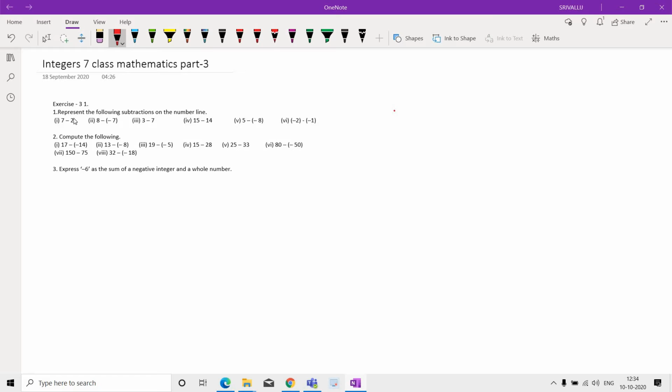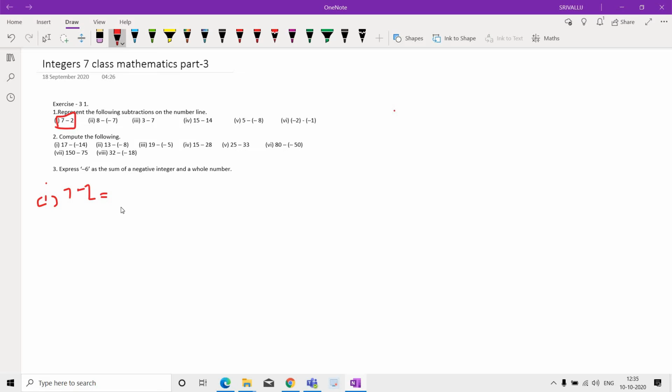So I'm going to start the exercise. First one, represent the following subtractions on the number line. First one, 7 minus 2. By easy mathematical calculation, we can say 7 minus 2 is 5. But we should represent it on the number line.